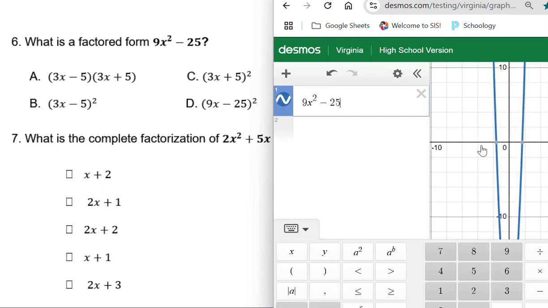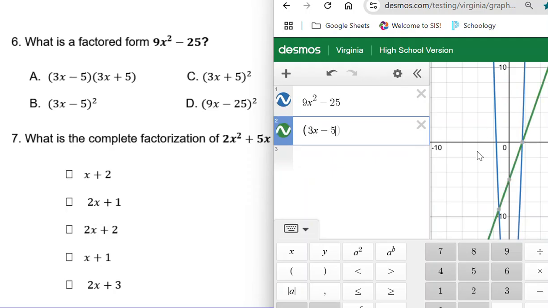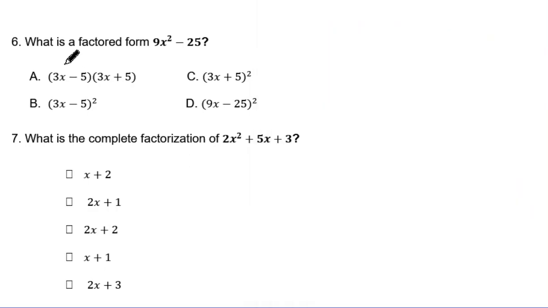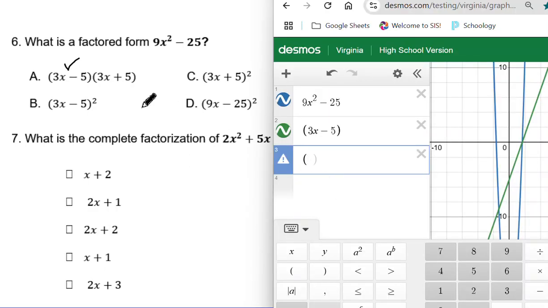I see that it has the two factors. So let me go ahead and type the first factor that I see, 3x minus 5. Yeah, that works. And then the other one, if this factor works, then let me try 3x plus 5. Yeah, see, that also is the other factor because it goes through the x-intercepts with my parabola. So it is A.